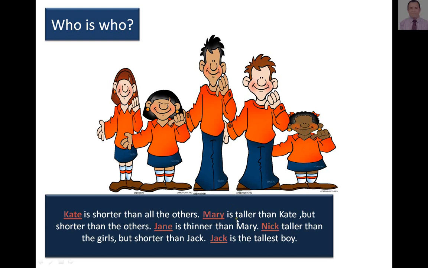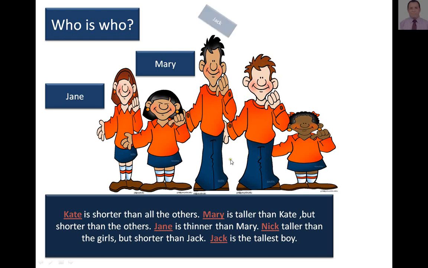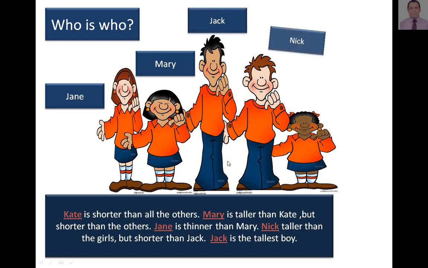What about Mary? Mary is taller than Kate, but shorter than the others. Which one is taller than Kate, but shorter than the others? The one. So Mary is this one. Okay, Nick is taller than the girls, but shorter than Jack. We said this one is Jack, so this one should be Nick. Yes, that's it. Jane, and here Mary, and here Jack, the one, Nick, and finally Kate, as we said. Okay guys, this is about the presentation here.